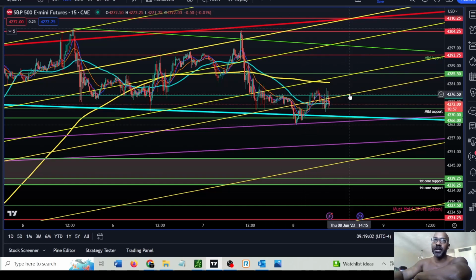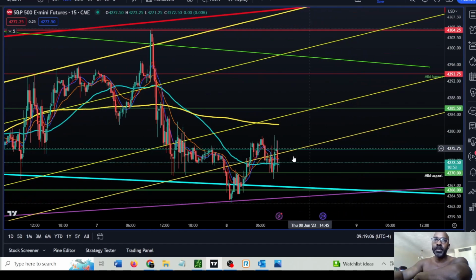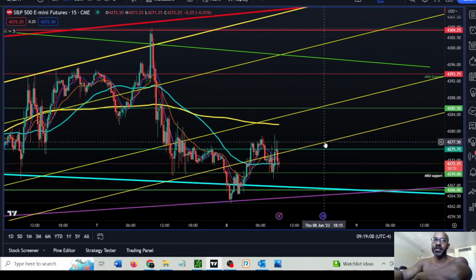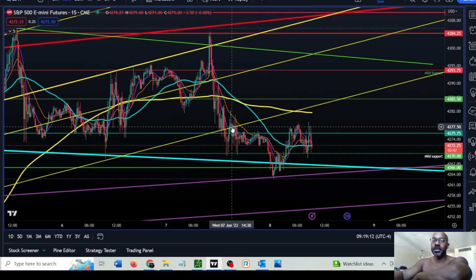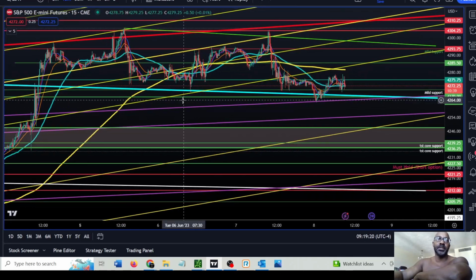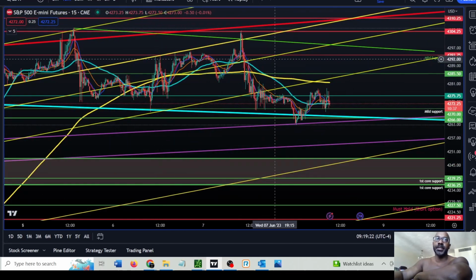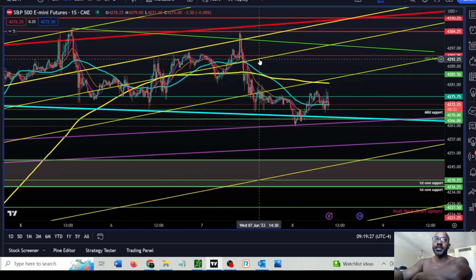And I might remove this. You know what? I'm going to remove it, because we're just chopping through it, it's not having any effect. One of the things I need to learn is when is it appropriate? When is it a good time to remove a level or a trend? When is it no longer relevant? Like for example, this trend here, it just kept chopping through it. Probably should remove that one too, right? I'll do that.